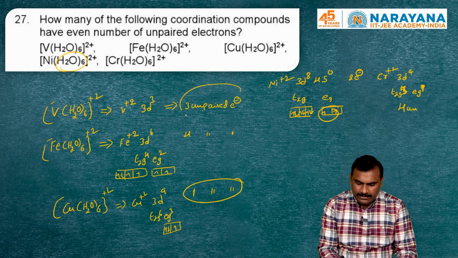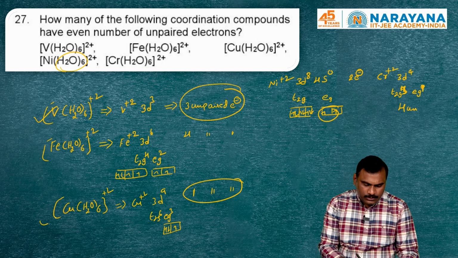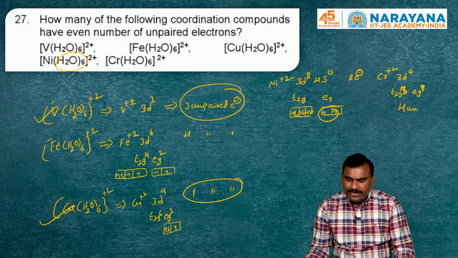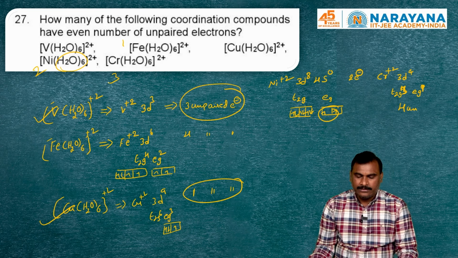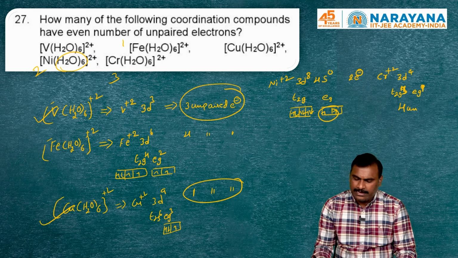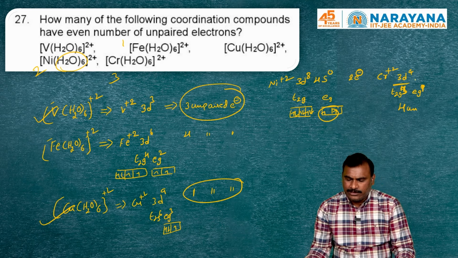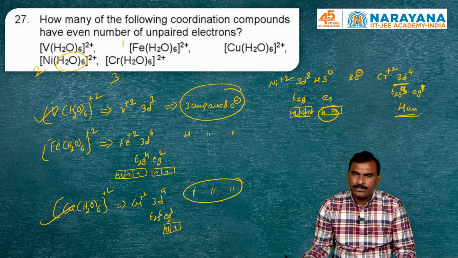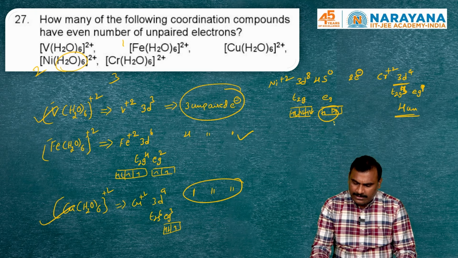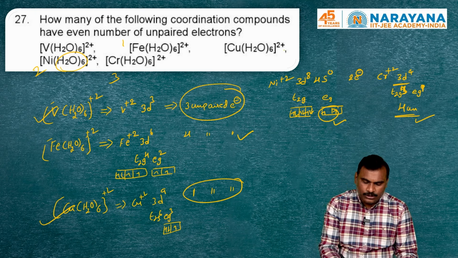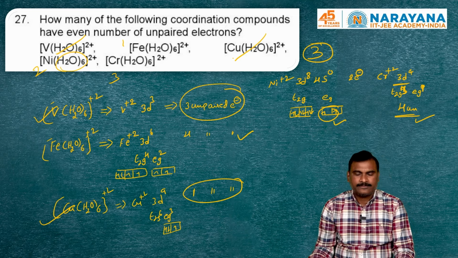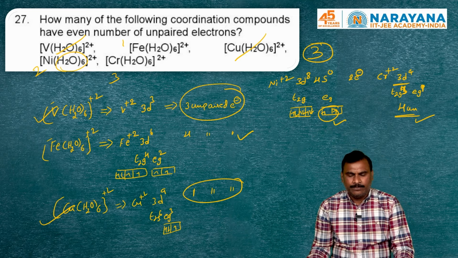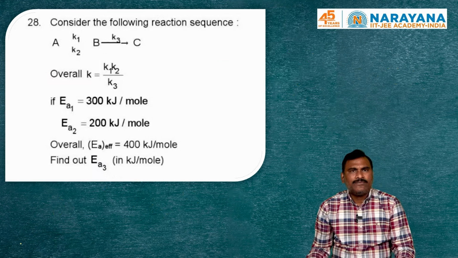So 1 unpaired electron, 3 unpaired electrons. Except these two, in all of them there is an even number of unpaired electrons. So out of the 5, only 2 have an odd number. You see, 3d4 I can write as t2g3 and eg1. Therefore here also there are 4 unpaired electrons. All these are even numbers. So the answer should be 3 for the given question. Except this and this, the remaining all have an even number of unpaired electrons. Let us go for the next question.